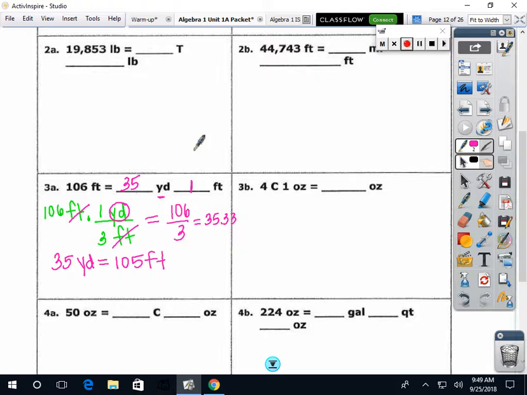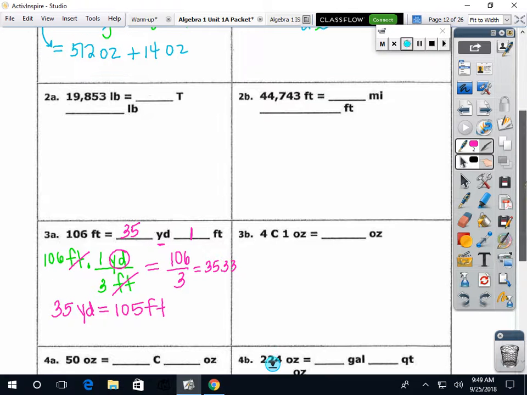Okay, so now let's look up at 2A. We're trying to convert 19,853 pounds into tons. So I'm going to start my chain with pounds, which means pounds goes on the bottom, and I know that 2,000 pounds is 1 ton. So now I'm finished with the chain because I've made it to tons. I cross out pounds with pounds, and now I just divide 19,853 divided by 2,000. And that gives me what? 9.9265.